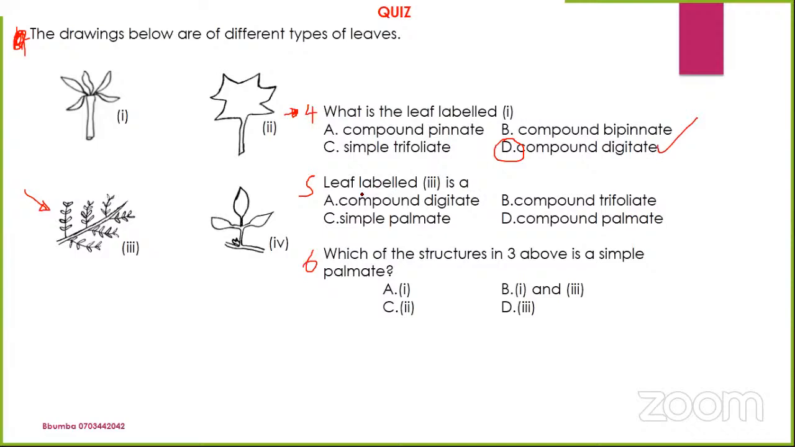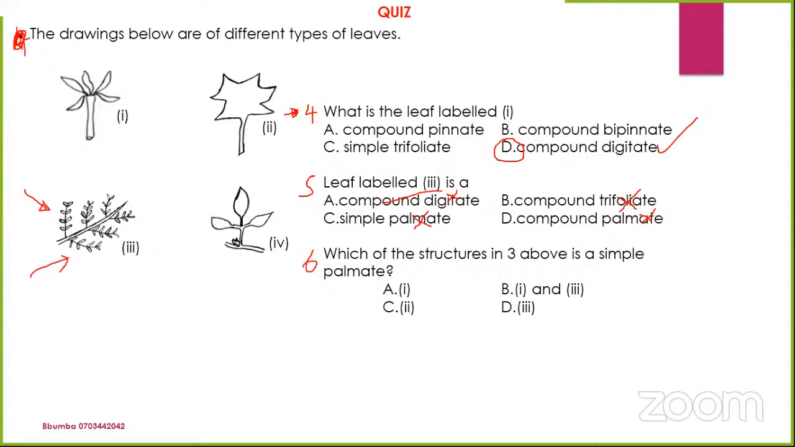Actually, Isa is right. Here, number five, there is no correct answer. You can't call it compound digitate. You can't call it compound palmate, simple palmate. You can't call it trifoliate. There is no correct answer. And so Isabella has given us compound bipinnate, where leaflets are further divided to form more leaflets. Then we can go to number six.